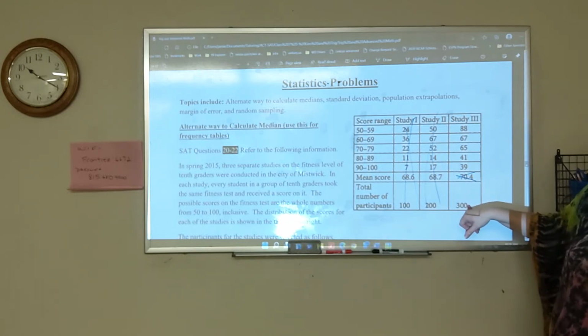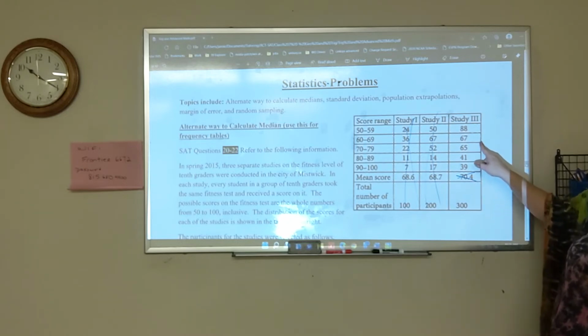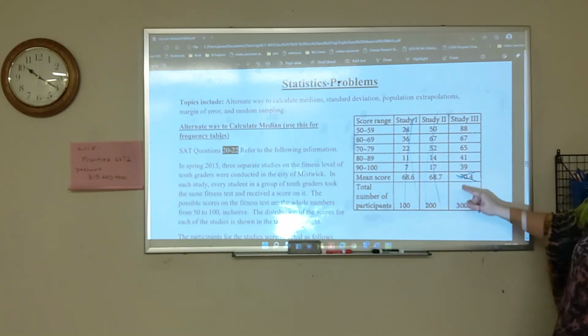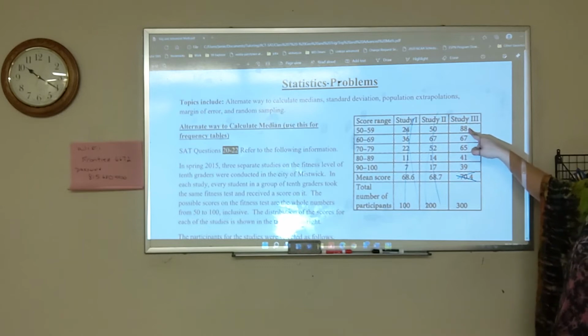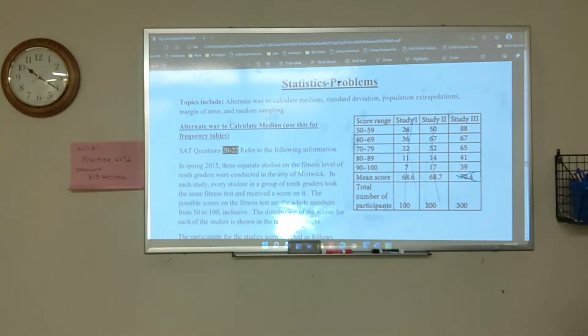If there's 300 people in line, where's the middle guy? What position is he in? 150. So I need to find the 150th position. Okay, so I need to go in either 150 from the top or 150 from the bottom. So let's go 150 in from the top. So 150 minus 88, which I apparently cannot type in the calculator, is 62.